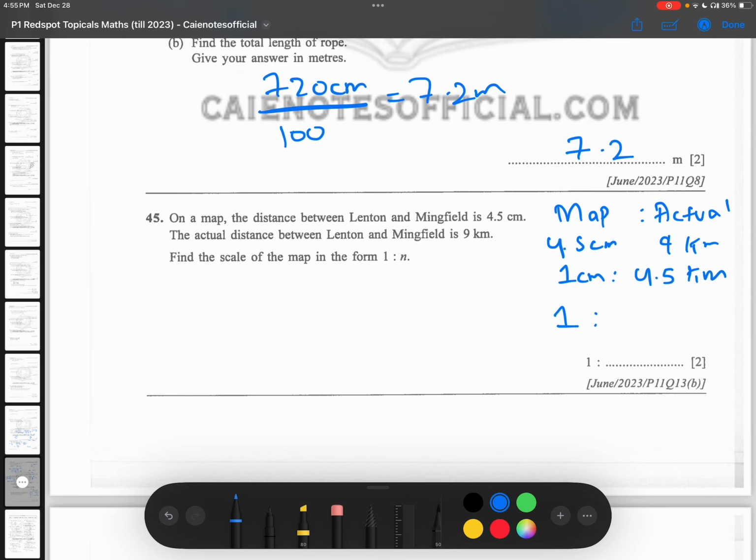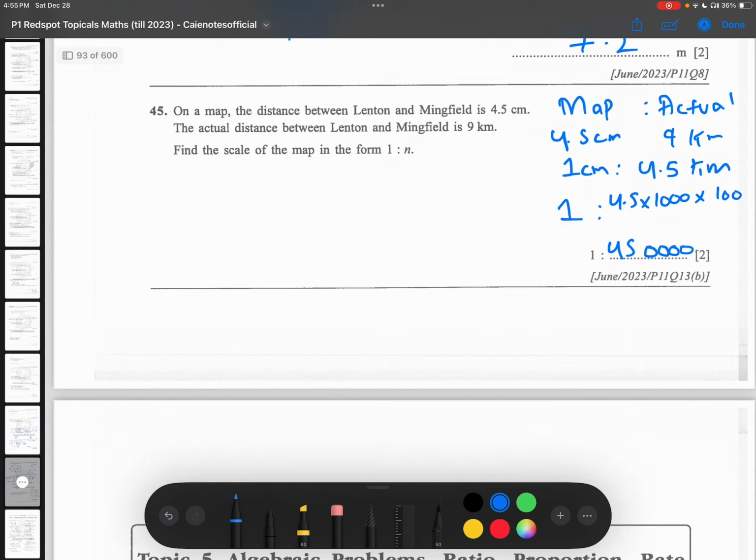So 1 ratio, to convert kilometers to centimeters, what I do is first I multiply 2 with 1000. This will give my answer in meters, and I multiply further with 100. So this will be equal to 200,000 actually. So 1 ratio 200,000 will be our answer.